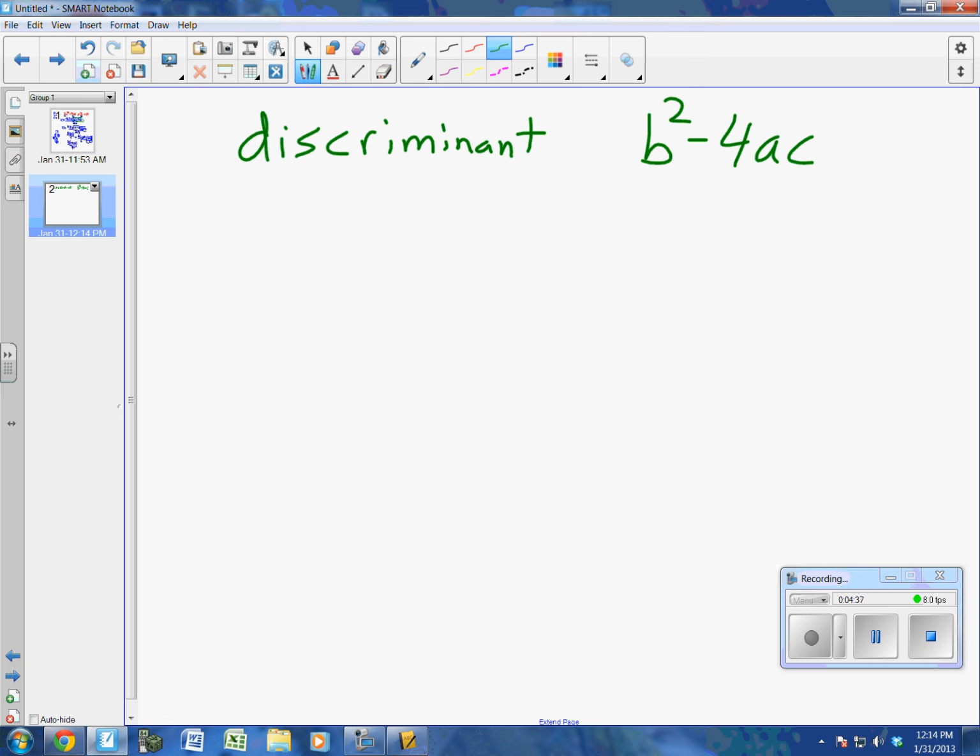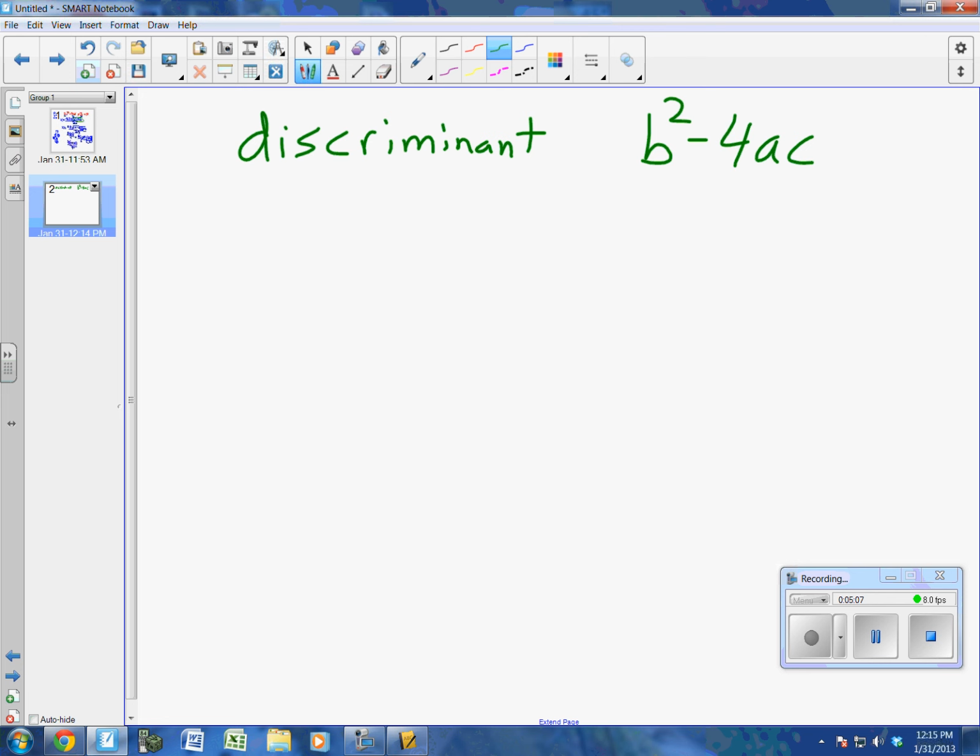And what does the word discriminant mean? Okay, you discriminate. It separates, right? Discriminate means you separate. Like most of you guys, when you think of discrimination, you think of racial discrimination, right? Where they segregate different ethnic groups into different categories. Well, that's what we're going to do with numbers right here. We are going to discriminate what types of numbers we get inside the square root.